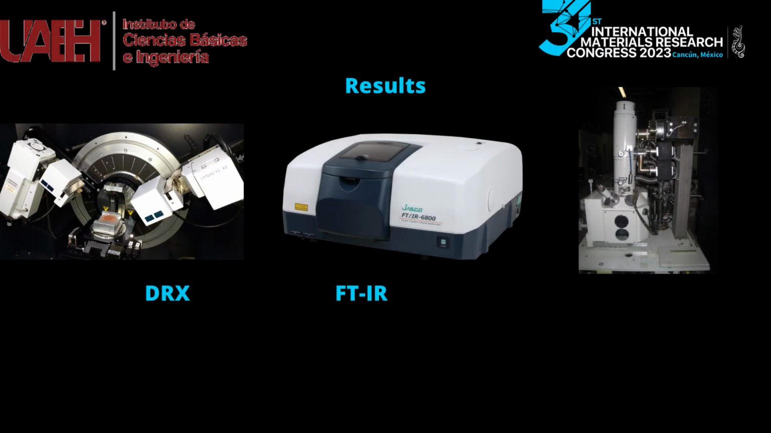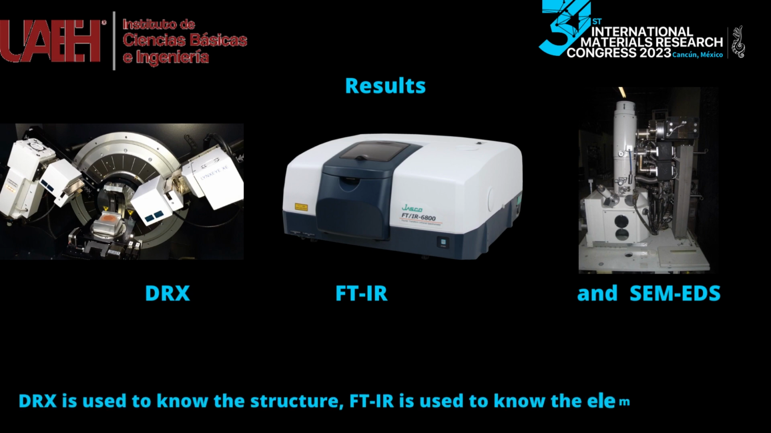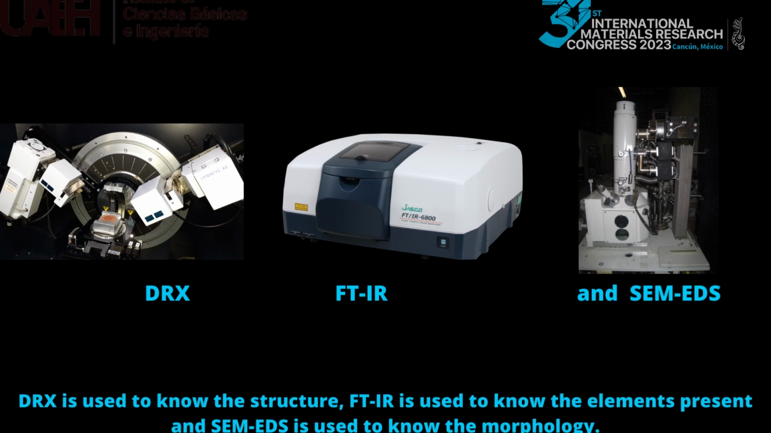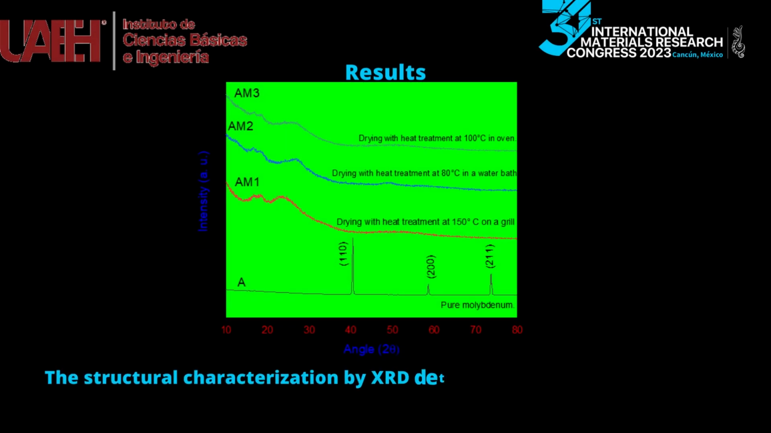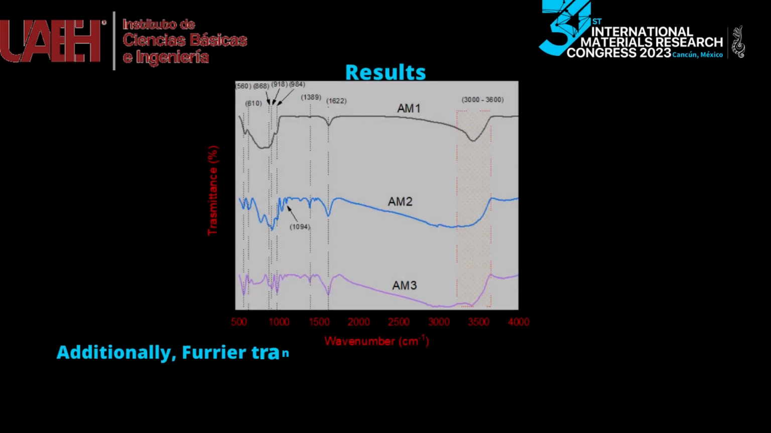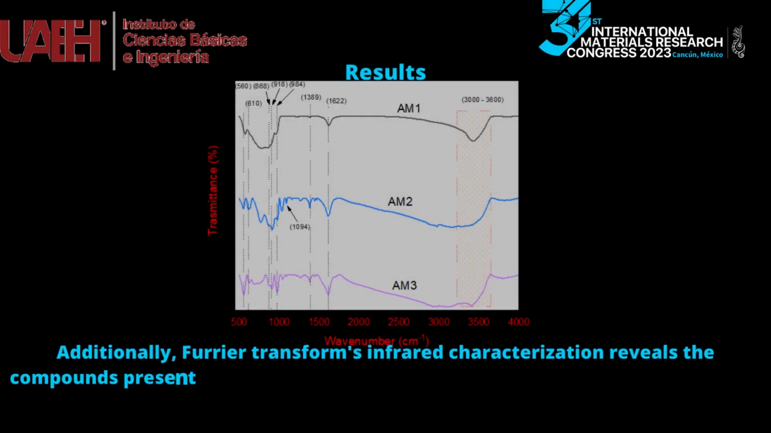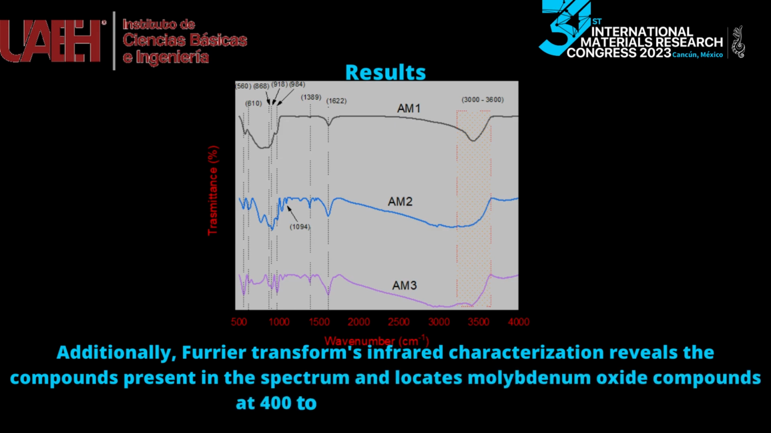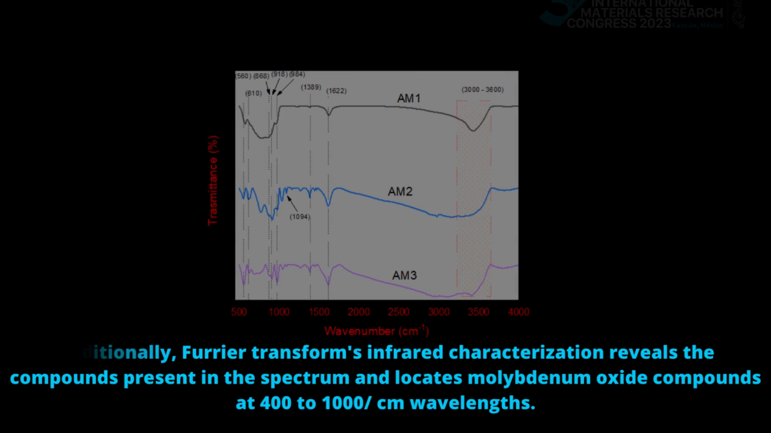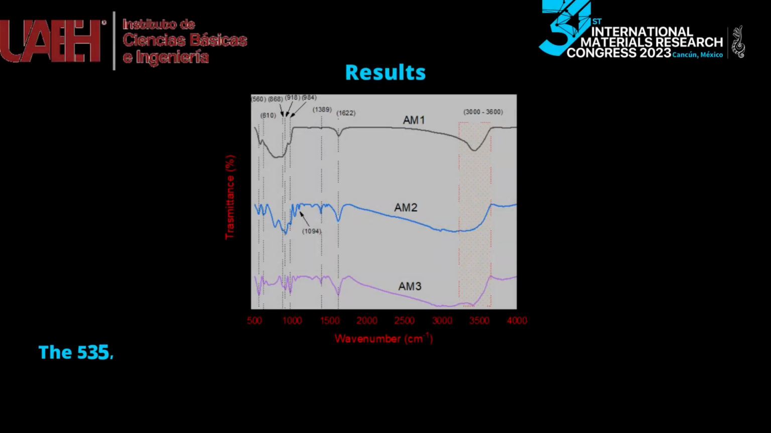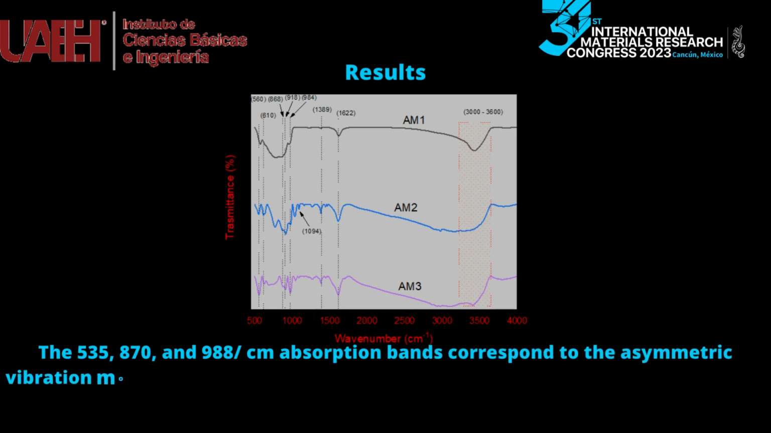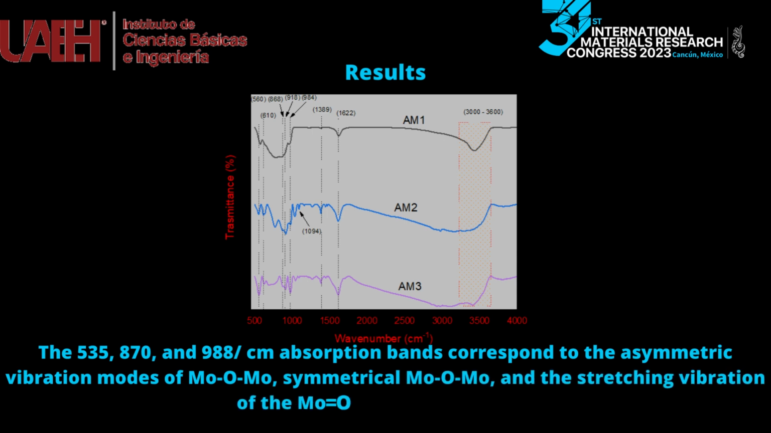XRD is used to know the structure, FTIR is used to know the elements present, and SEM-EDS is used to know the morphology. The structural characterization by XRD determines that our powders are amorphous. Additionally, Fourier transform infrared characterization reveals the compounds present in the spectrum and locates molybdenum oxide compounds at 400 to 1000 per centimeter wavenumbers. The absorption bands of 535, 870, and 988 per centimeter correspond to the asymmetric molybdenum-oxygen-molybdenum, symmetrical molybdenum-oxygen-molybdenum vibration modes, and the stretching vibration of the oxygen-molybdenum double bond, respectively.